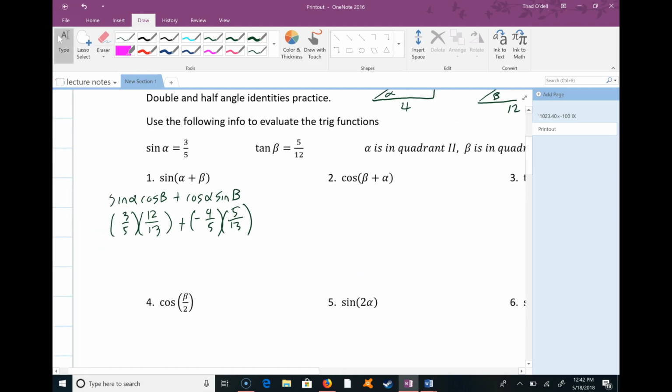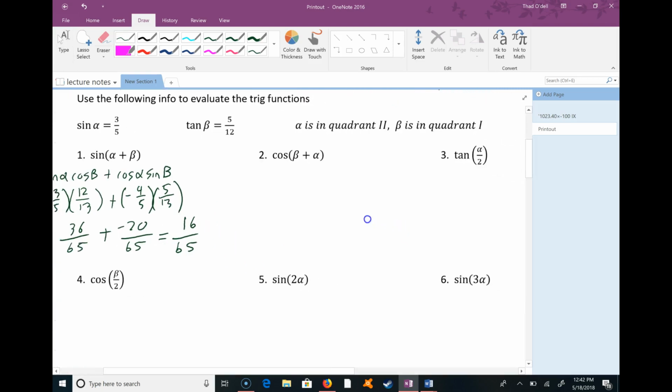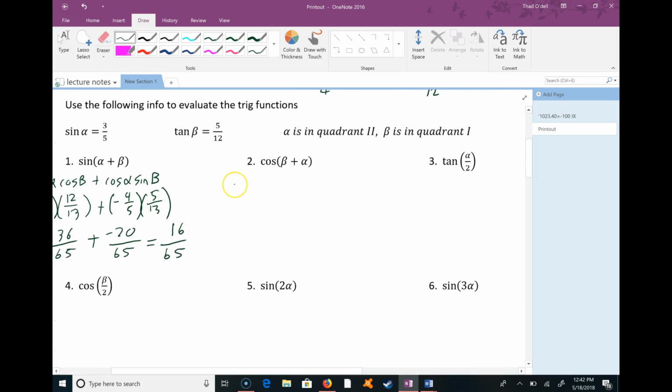So then we should just simplify this. You're going to get 36 over 65 plus a negative 20 over 65. And of course, that gives me 16 over 65. Okay? And cosine of beta plus alpha is going to be something similar to that. If I look at the trig identity sheet, I see that that's the same thing as cosine of beta times the cosine of alpha minus the sine of beta and the sine of alpha.